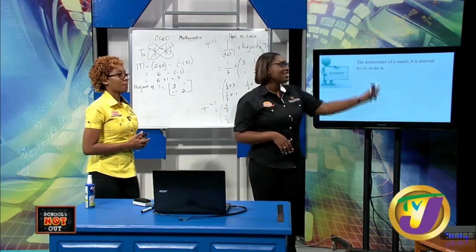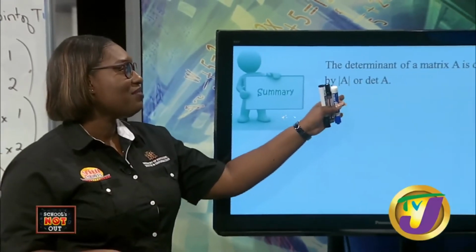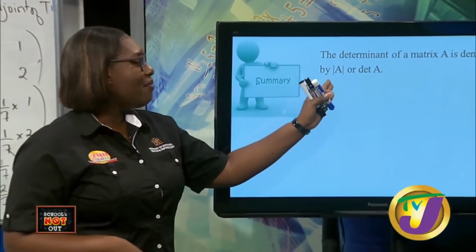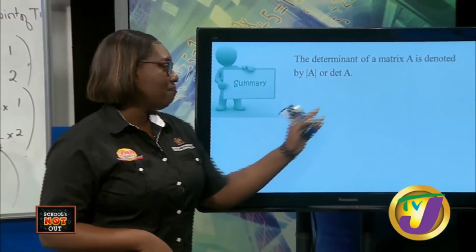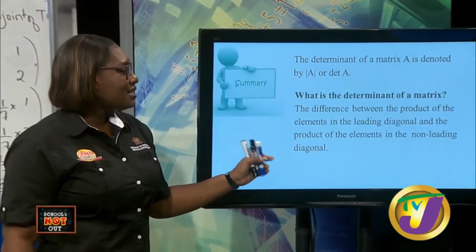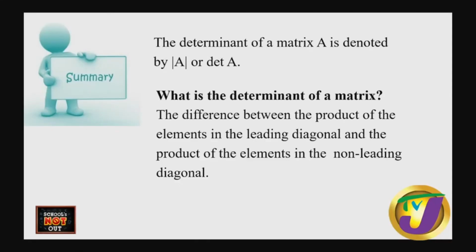All right, so as we stated before, we started off with the determinant. We looked at the determinant of the matrix, which is denoted by modulus A or det A. We also looked at what the determinant of a matrix is, which is simply the difference between the product of the elements on our leading diagonal and the product of the elements on our non-leading diagonal. A matrix is singular if it has a determinant of 0.